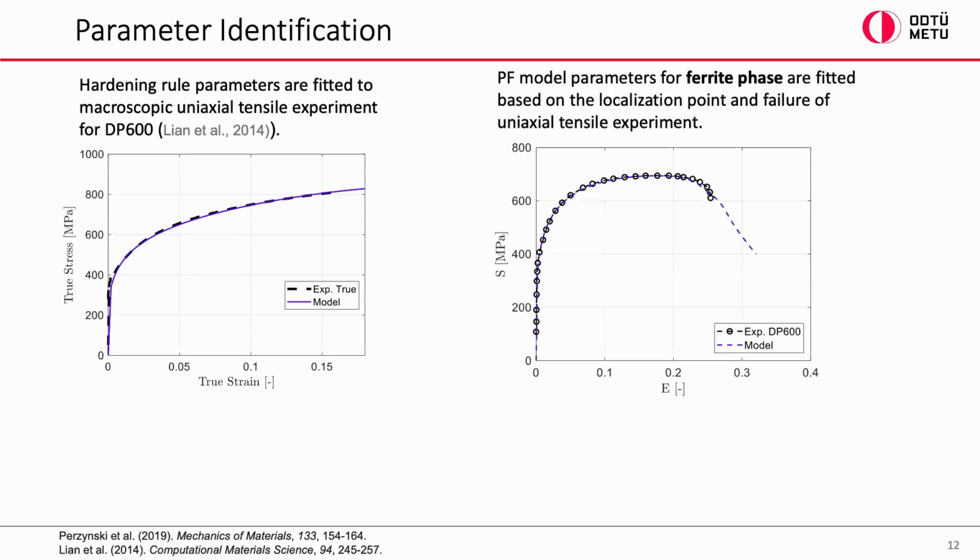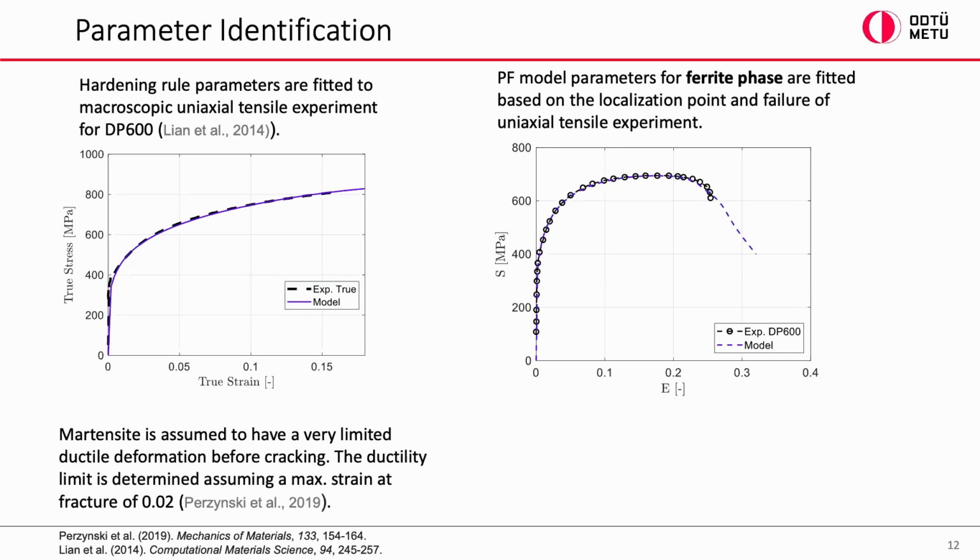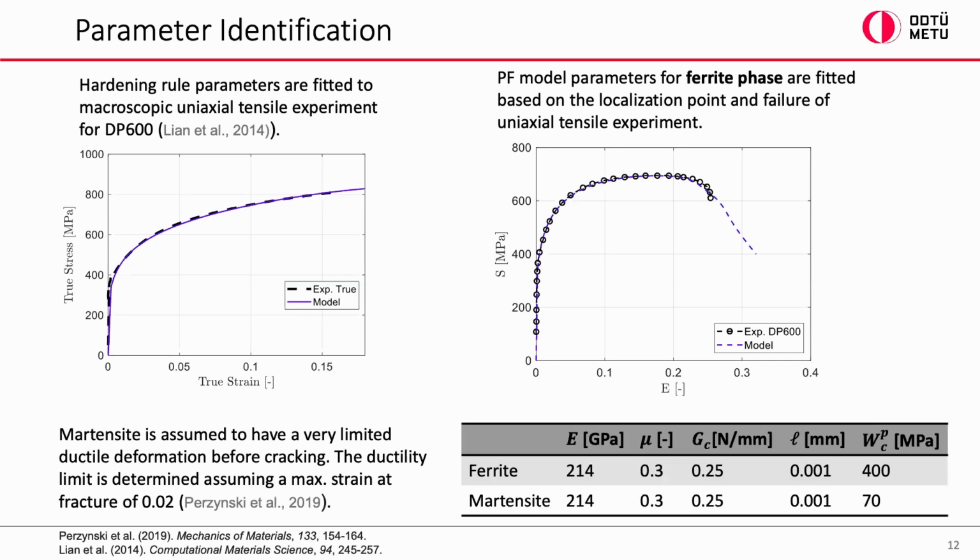Then for the parameters of the phase field model, since this is a DP600 with relatively low martensite fraction, we assume that the cracks actually initiate in ferrite grains. So we first determine the failure phase field parameter of the ferrite phase based on the macroscopic predictions. Then for the martensite phase, we assume some very small ductility range, around 0.02 maximum plastic strain, and this corresponds to these values. So these are the elastic parameters, these two.